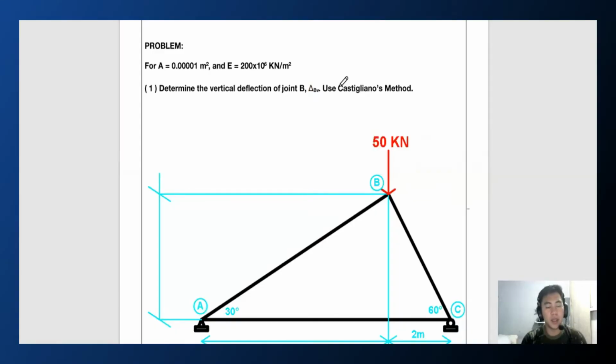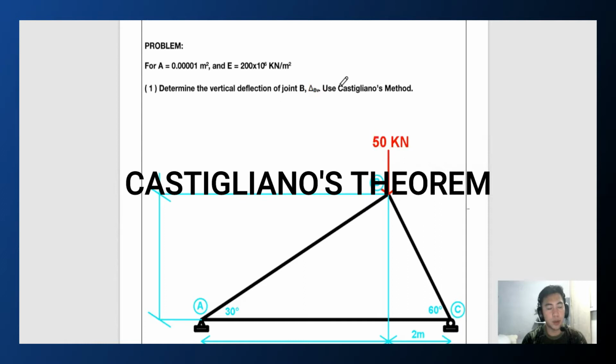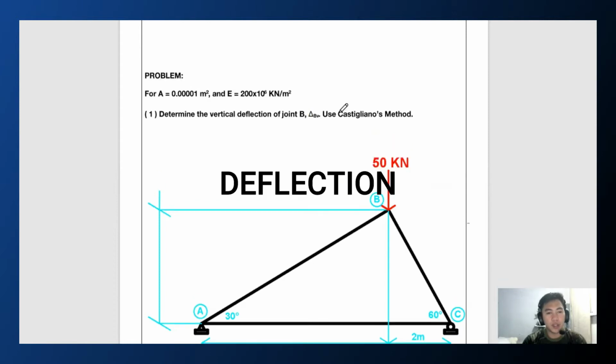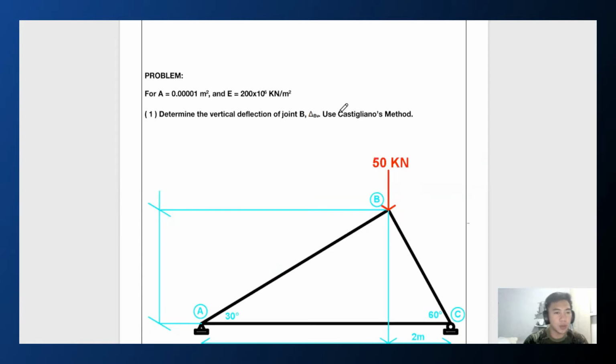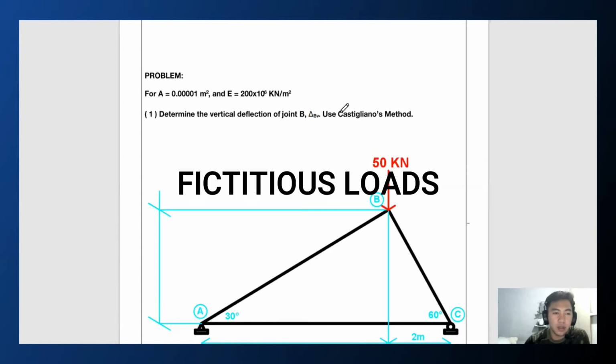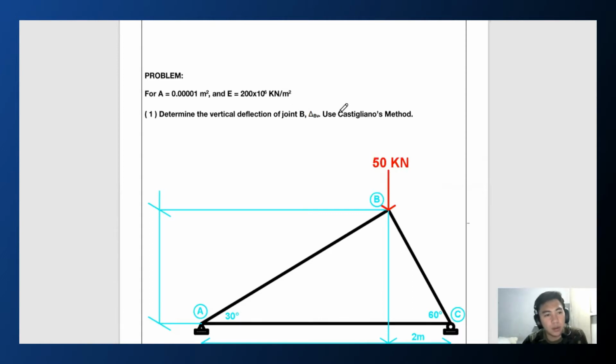We are here to discuss Castigliano's theorem or method. Castigliano's method or theorem gives the deflection as the partial derivative of strain energy with respect to fictitious loads.